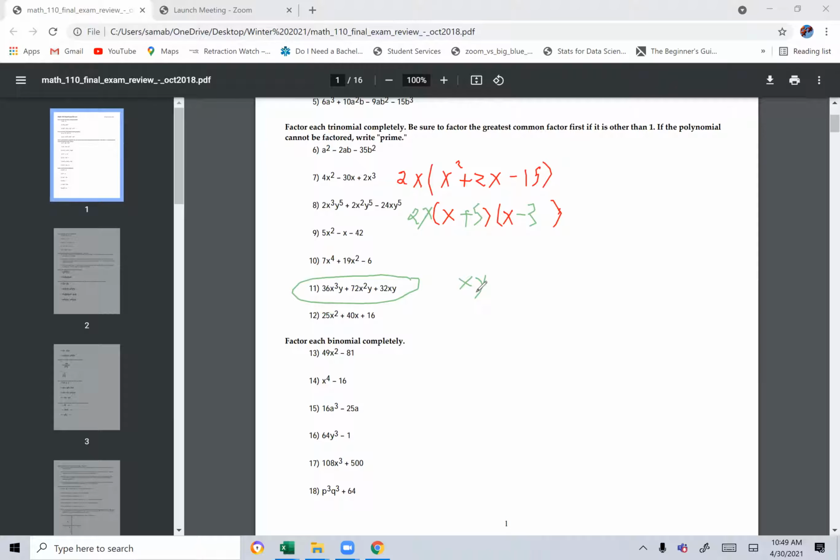4 would work. So let's try 4. 36 divided by 4 is 9. You already have xy on the outside, so what's left? x squared. And then 72x squared y, with xy already on the outside, gives 18x. And then 32 xy, with xy already on the outside, and 32 divided by 4 is 8.